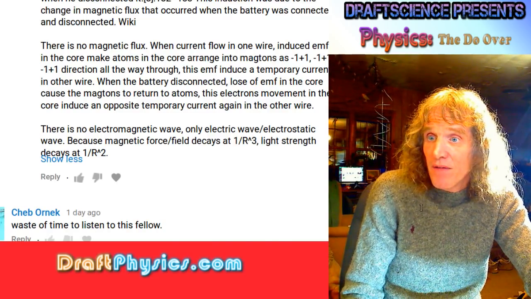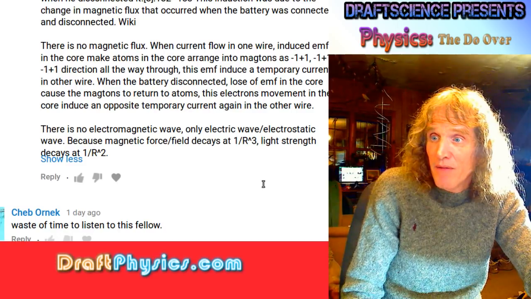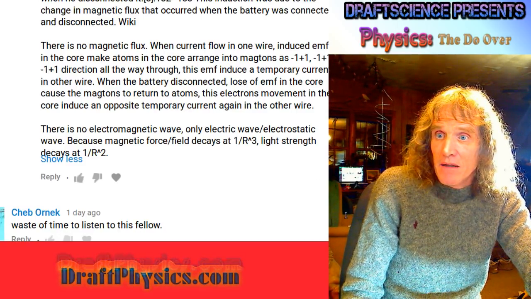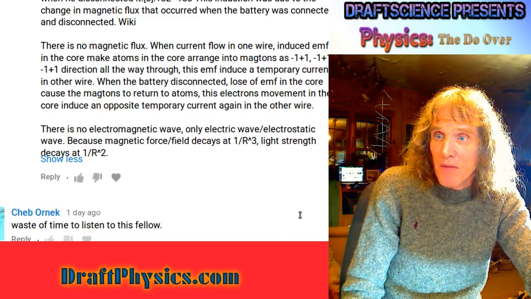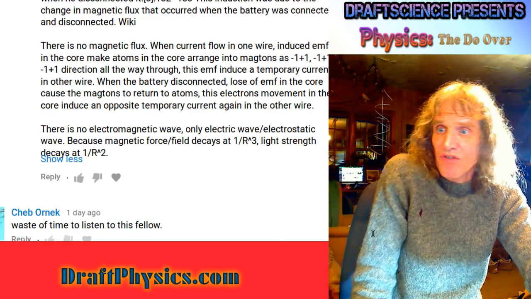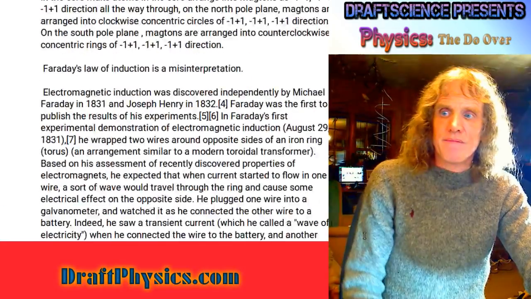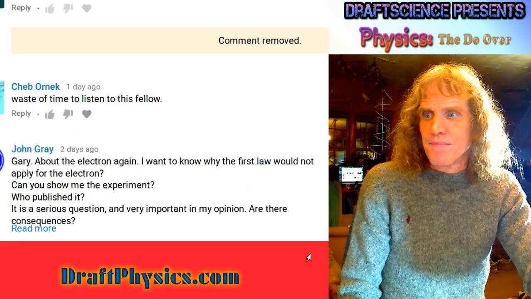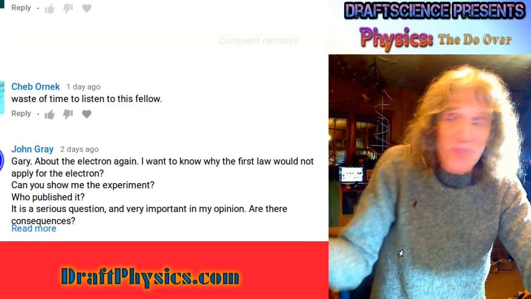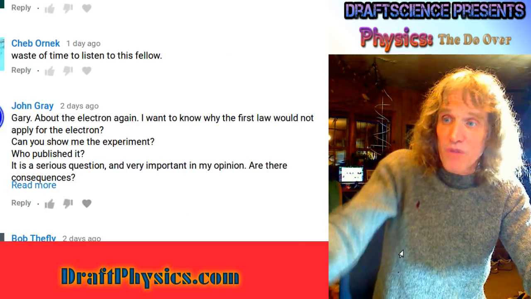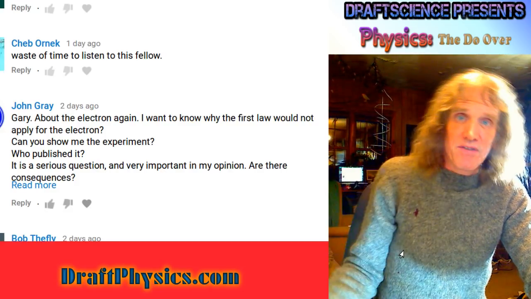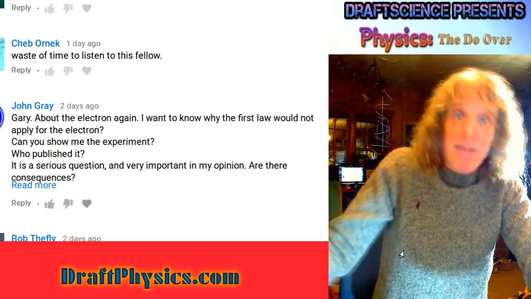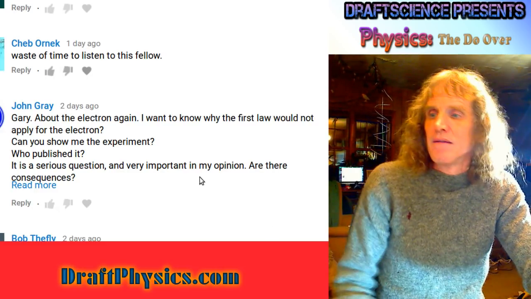There is no magnetic flux. When current flows in a wire, induced EMF in the core makes atoms in the core arrange into magneton as plus 1 plus 1 and minus 1 minus 1 direction. Oh, this is just horse shit. It's just horse shit. You've got to do better than this. If you can't draw pictures, make a video, link me to some place that demonstrates there's a piece of evidence demonstrating this. Forget it.